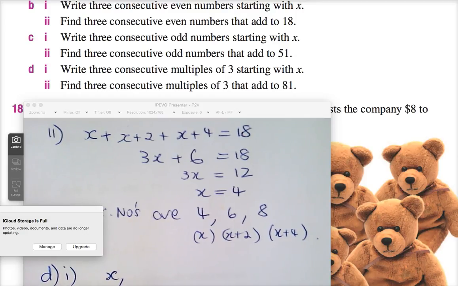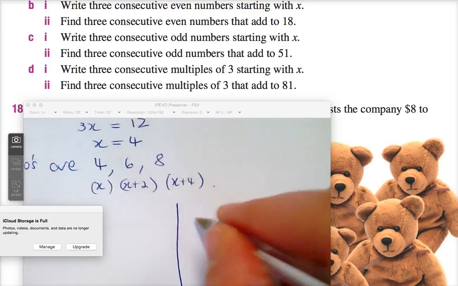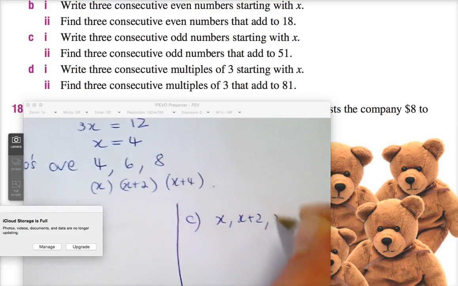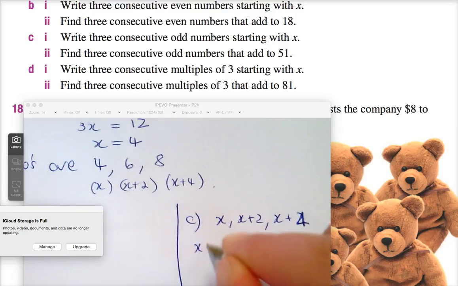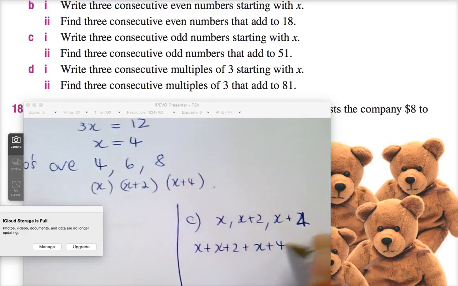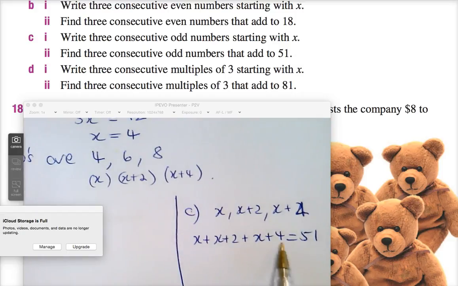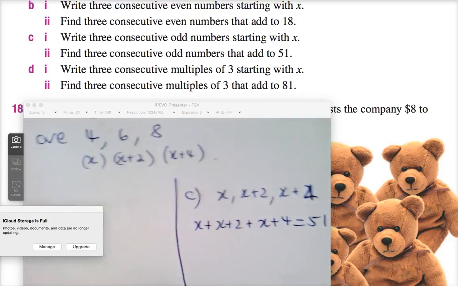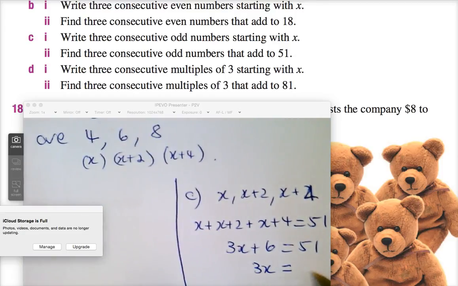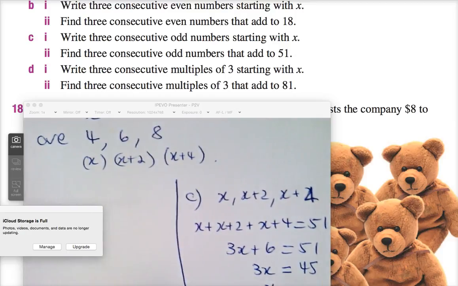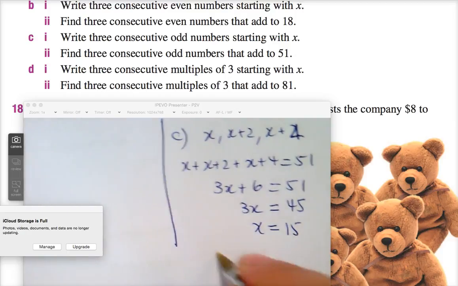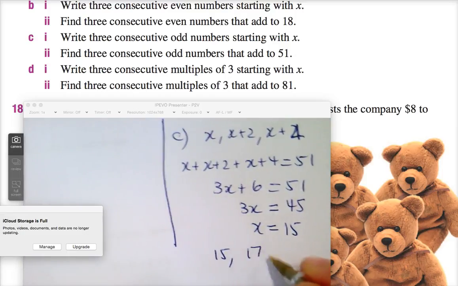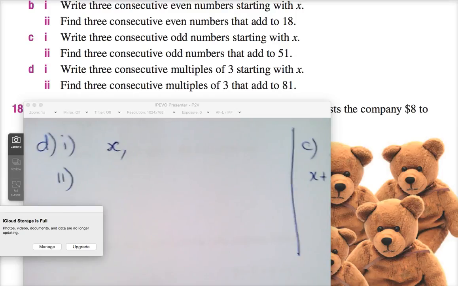Do try it. Try C if you want. It says starting with, all right, try C, girls, if you're not happy. Let's do C. I'm saying x, x plus 2, x plus 4. If we add them up, x plus x plus 2 plus x plus 4 is 51. You know how they're going to be odd? Because they add up to 51. So we've got 3x plus 6 is 51. 3x is 51 take away 6, which is 45. What's x, girls? 15. So your numbers are 15, see, it's odd, 17 and 19. What do you think you're going to do with the next one?